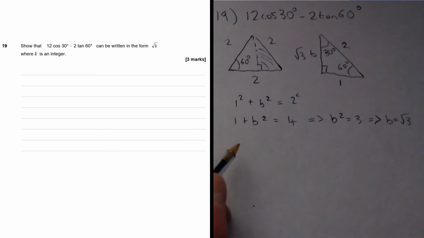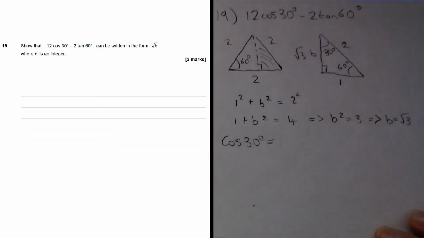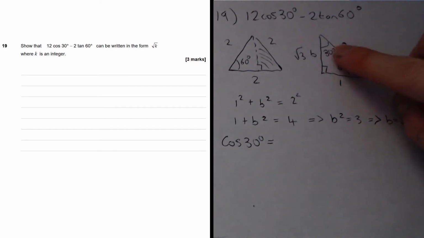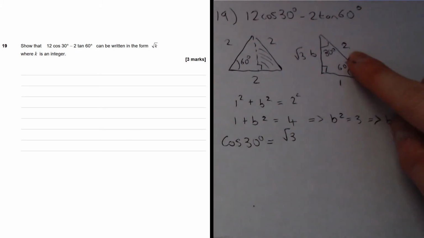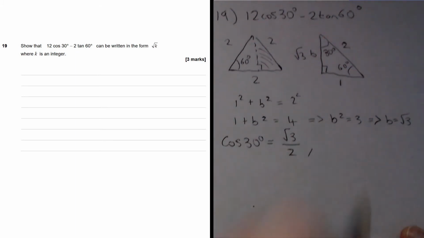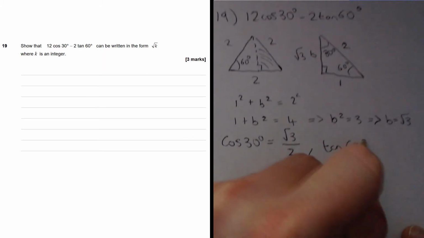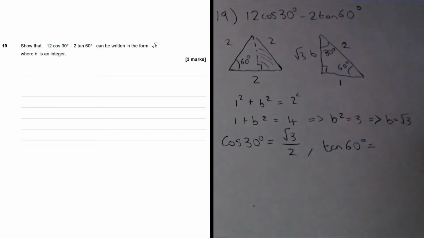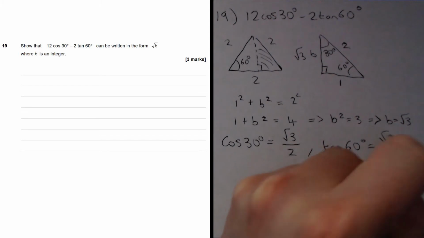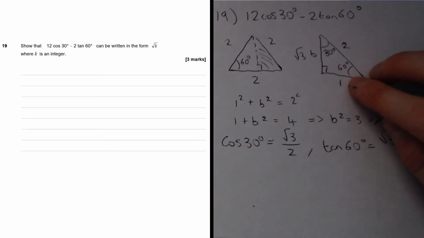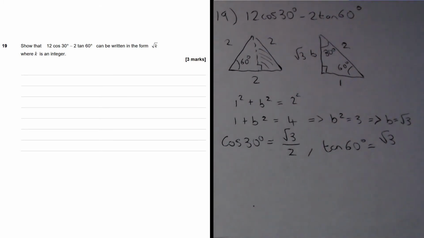So now we can see immediately, by using this, we know that cos 30 is going to be a over h, so the 30 is there, so that a is root 3, and h is 2, so root 3 over 2. Now what about tan 60? Well, tan 60 is o over a, where 60 is now our angle, so o is root 3, divided by a, which is 1. So we get root 3 over 1, which is just root 3.